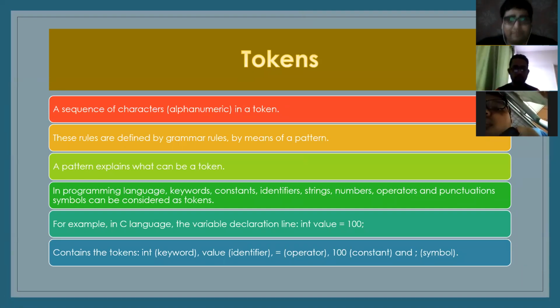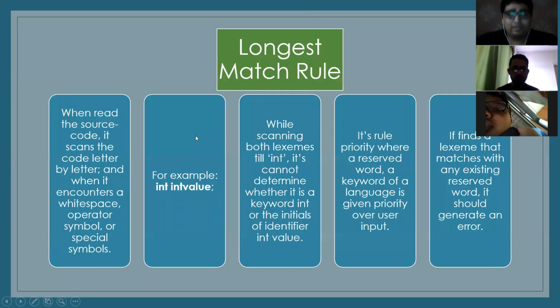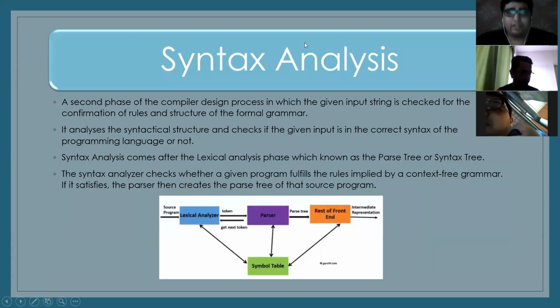as I said, these are the tokens. Special symbols like punctuation, assignment, and symbols. A longest match rule, for example, like integer. When scanning, it cannot be determined until the whole word integer is read. For scanning, it goes letter by letter and through all the symbols.